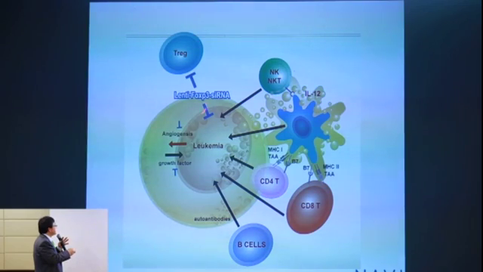That could be FOXP3, a key molecule of the Treg cells. The Treg cells will suppress other immune function. So if we can block the negative signal, we can enhance the immune function of other immune cells.